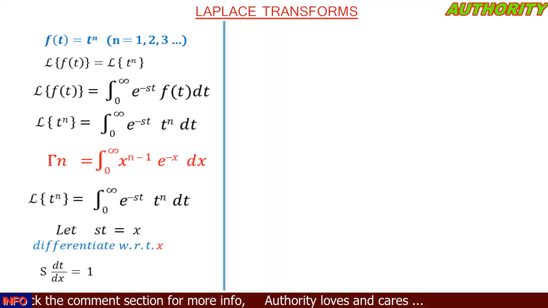First of all, we multiply both sides by dx, or you say you cross multiply. So when you cross multiply, we are going to have s dt is equal to dx.